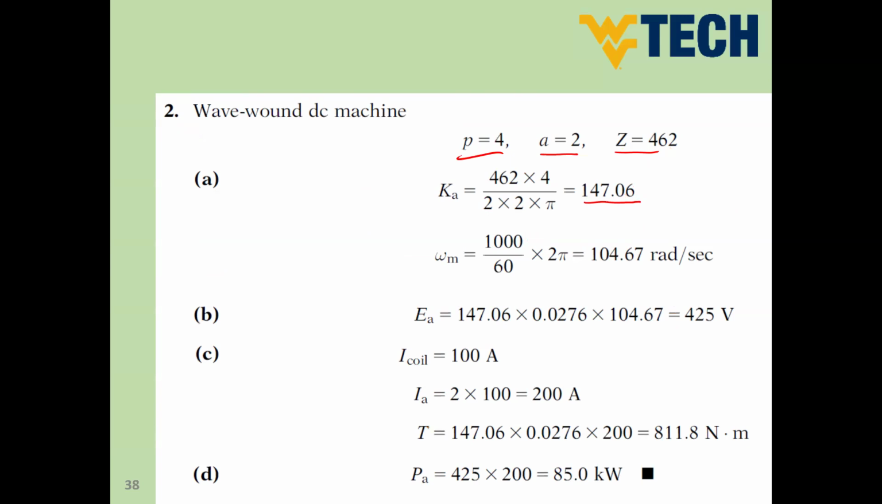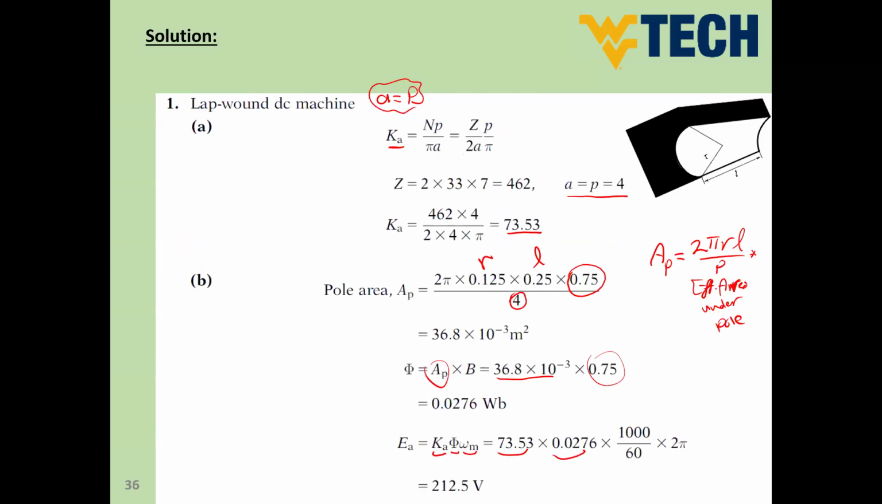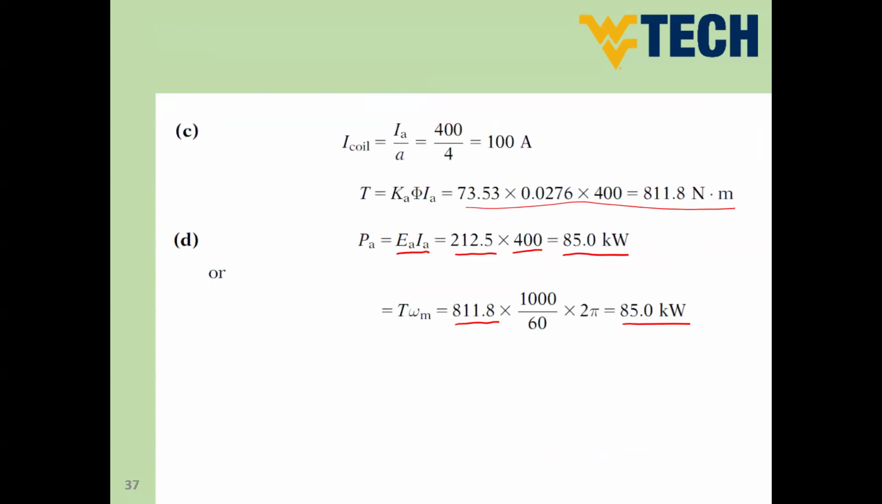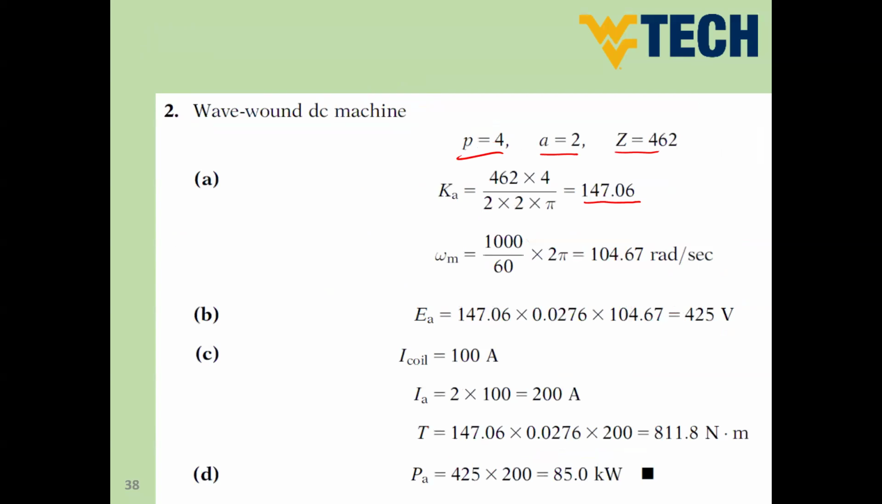Let's compare that with the first Ka. If we go back, Ka here is 73.53. So this affects the machine constant. So the machine constant here is doubled. So since the machine constant is doubled, we expect to have different values right now. Starting with our speed, you know that speed is given already 1000 RPM, so just get the same amount of speed. So starting with EA, EA would be the constant times flux times omega. So in this case, the volt is going to be 425 volts.